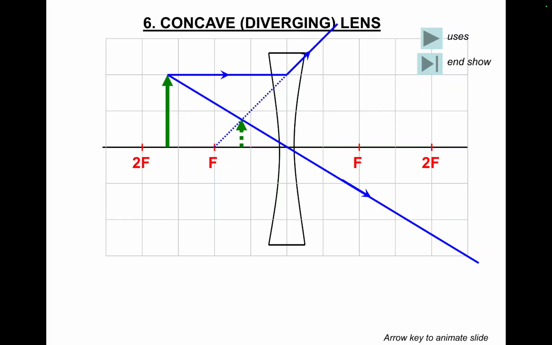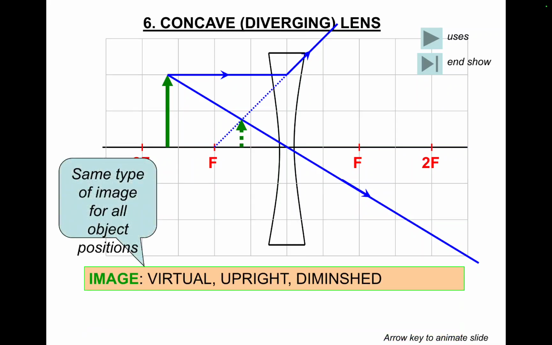So description of that image, using keywords. It's upright because it's in the same orientation as the object. It's diminished because it's smaller, and it's virtual because it's on the same side of the lens. And it's the same type of image for all object positions. Alright, let's move on and do some questions.